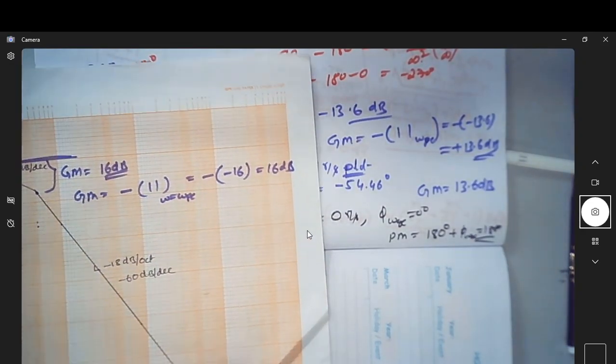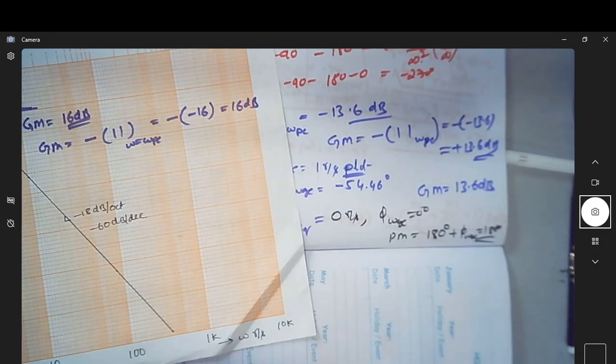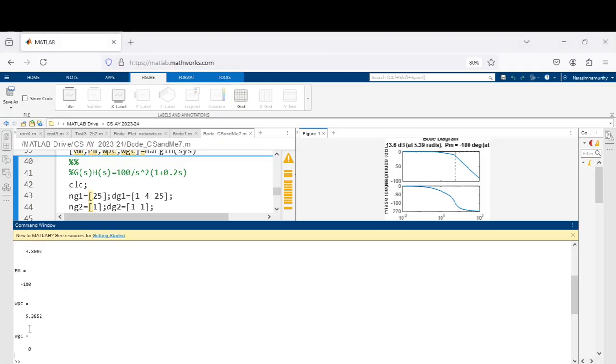Now that's what your MATLAB also clarifies. You can see omega gc is 0. Can you see what is omega pc? Omega pc is actually how much? This is 3.52 degrees. So this is my 3.52 degrees. So this is the value what you have.